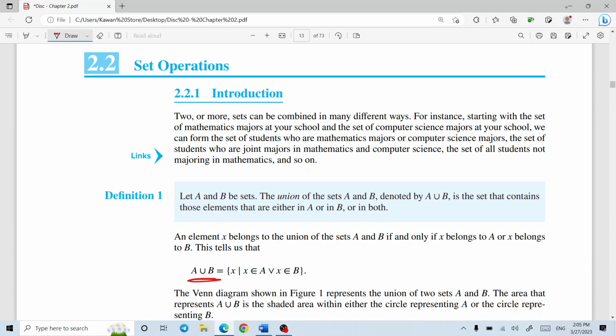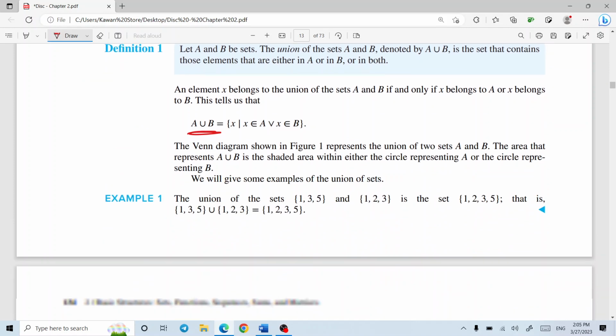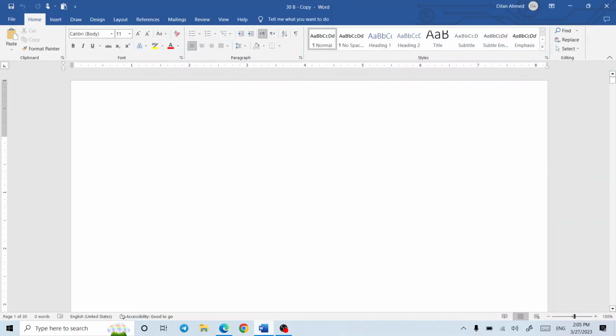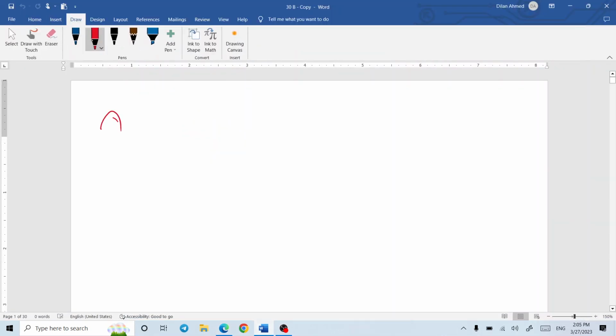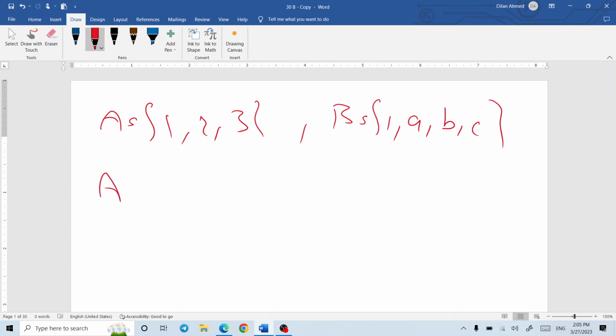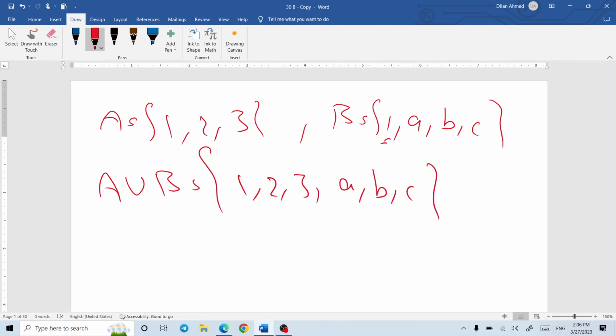We have a union. Union means collecting all things and putting them in one basket without repetition, without duplicates, so we are going to remove repeats. For example, we have sets A and B. If set A equals {1, 2, 3} and set B equals {1, A, B, C}, when I say A union B, I mean {1, 2, 3, A, B, C}, and we are not going to repeat 1 again. That's called union.